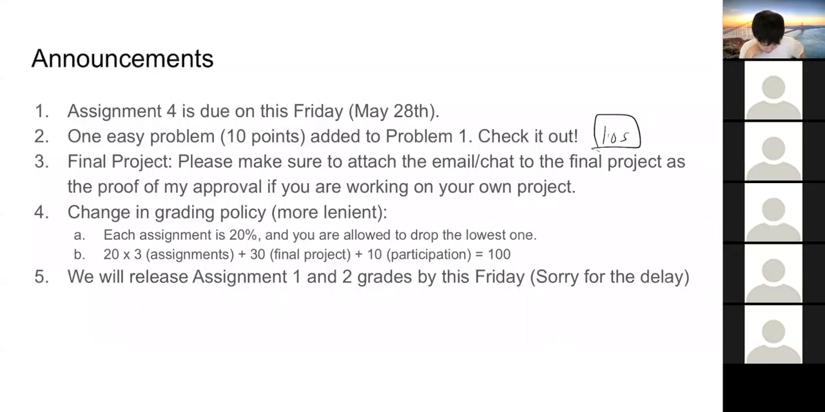And then the final project. I told you this in the last class too, but please make sure to attach the email or chat to the final project as the proof of my approval, if you're working on your own project. This corresponds to option 2 in the final project. I highly encourage you to select option 2 if you're working on an NLP related project, because I really think it's not a good idea to work on several projects at once. If it's not related to NLP, that's really hard for me to make it an NLP project. But if it's related, I haven't said that you cannot work on that for anyone up to now, so I'm pretty open to various projects. Please don't be shy asking. Although I told you that the deadline was last Friday, I'll accept your email until Wednesday. So please do that if you haven't already.